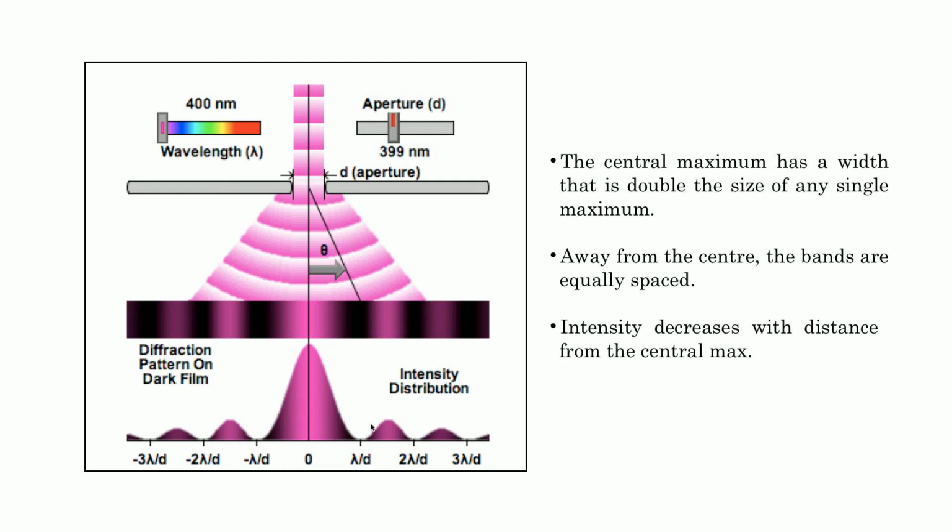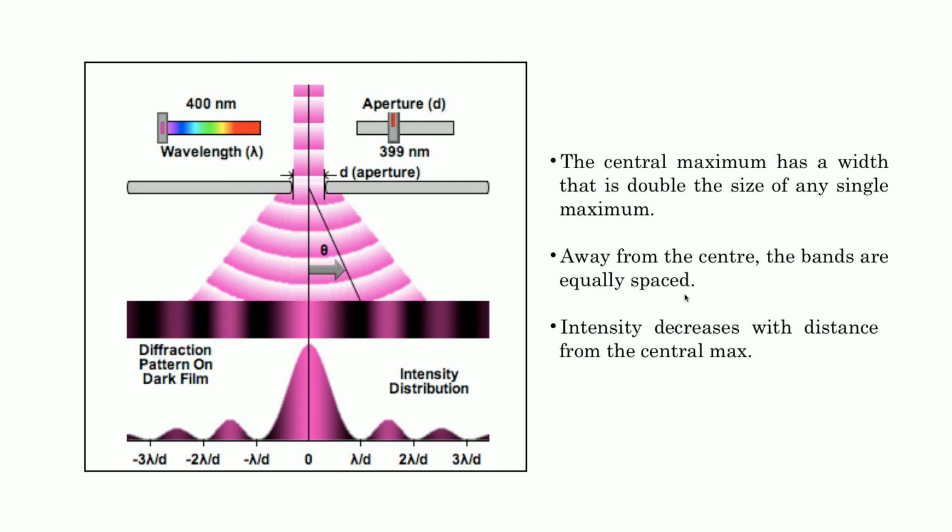A few observations before we go into some of the formalism. In diffraction, the central maximum has a width that is double the width of any other maximum away from the center, right? So here, of course, this is not equally spaced, but away from the center, all of these bands are equally spaced. And the intensity decreases as you get farther and farther away from the central maximum. So in diffraction with a single slit, you will see one very bright central band, and then you will see equally spaced secondary bands that spread farther and farther out. So this is basically the diffraction pattern and how it looks a little bit different.